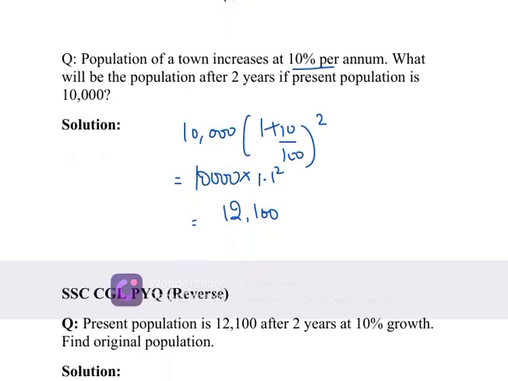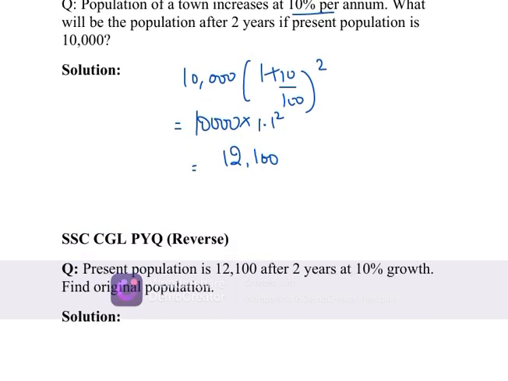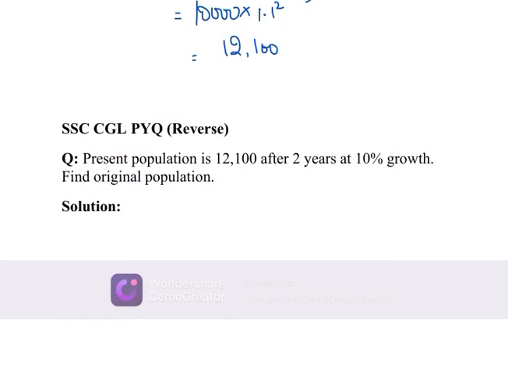Now see this SSC CGL previous year question where the reverse is given. That means you have been asked to find the original population. So here P is this, time is 2 years and rate R is 10%. So here if you apply the formula, which is P upon (1 plus R by 100) to the power n.